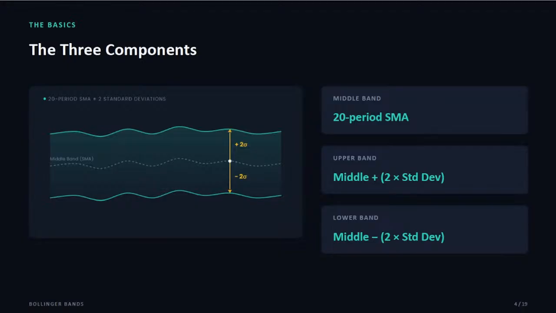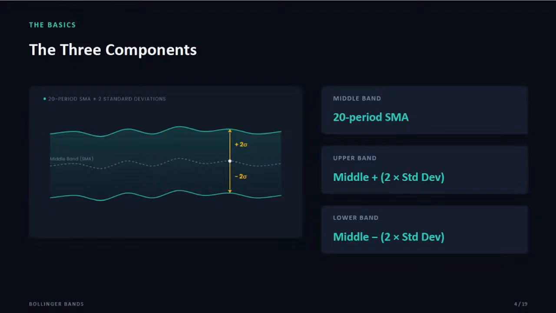So really, there are only 2 ingredients in this whole indicator, a moving average and a measure of how spread out recent prices have been. That's the standard deviation piece. The moving average gives you the center of gravity for price, and the standard deviation tells you how far price has been wandering away from that center recently. That second ingredient, standard deviation, is worth unpacking next, because I know the phrase can sound intimidating.